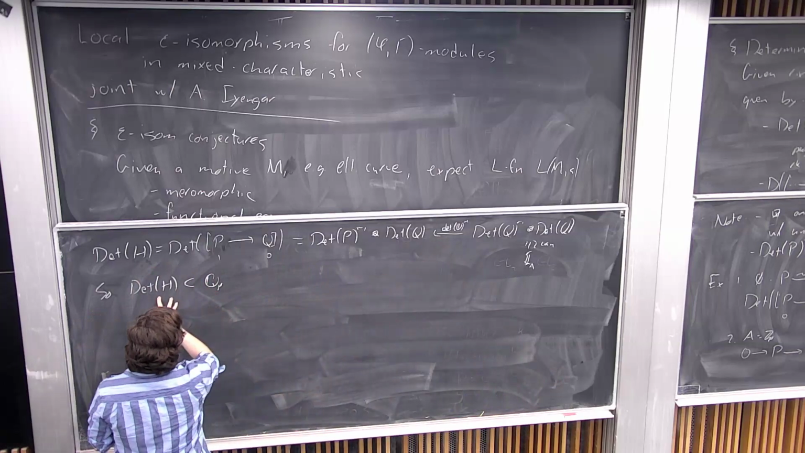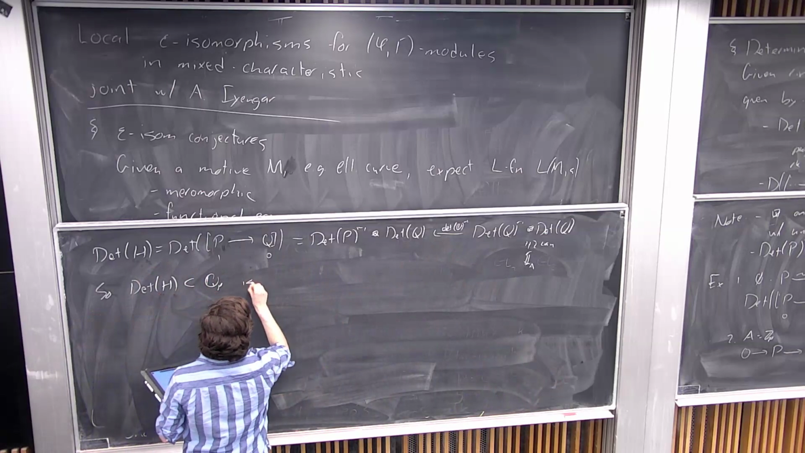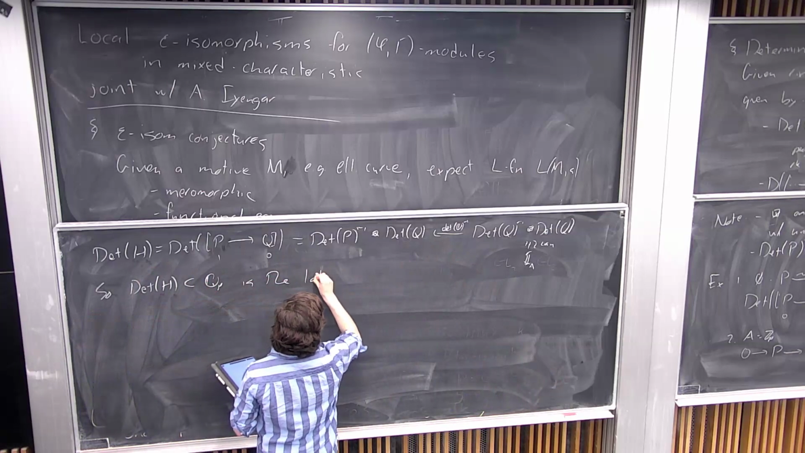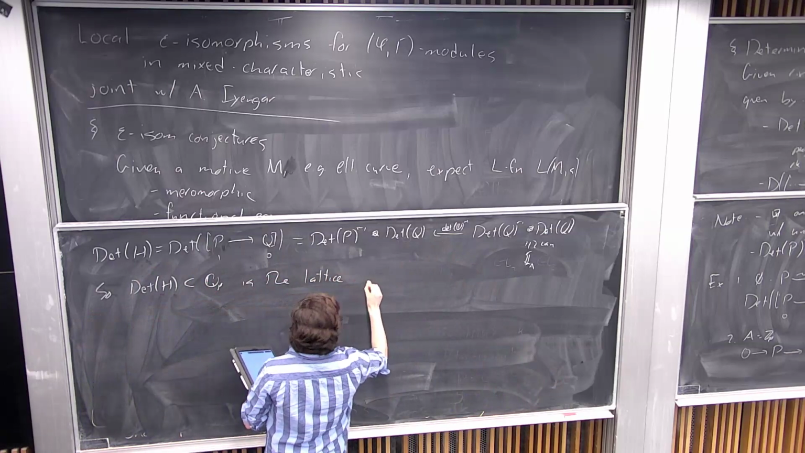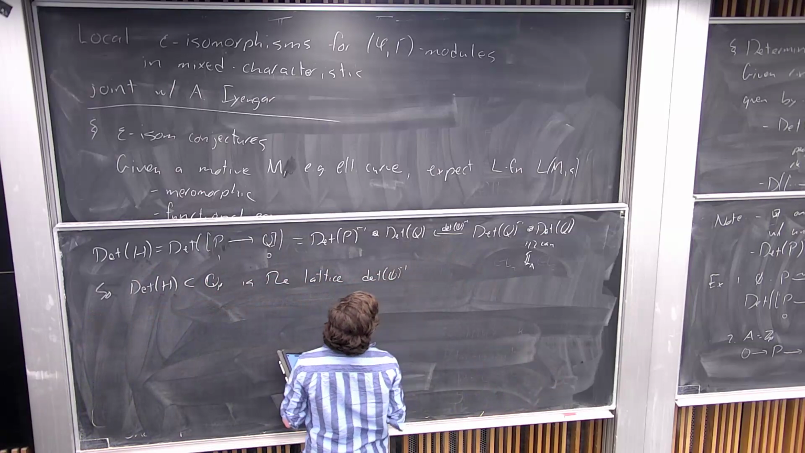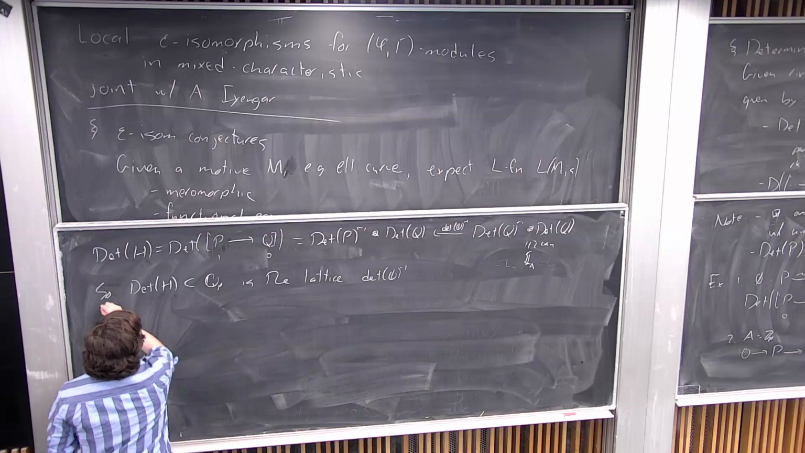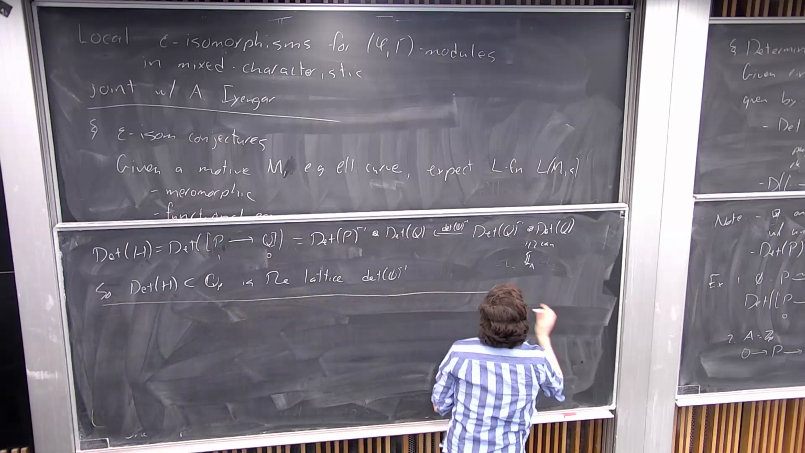So how do I want to formulate that? I want to say that this determinant is the Z_p lattice generated by the inverse of the determinant as an element of Q_p.